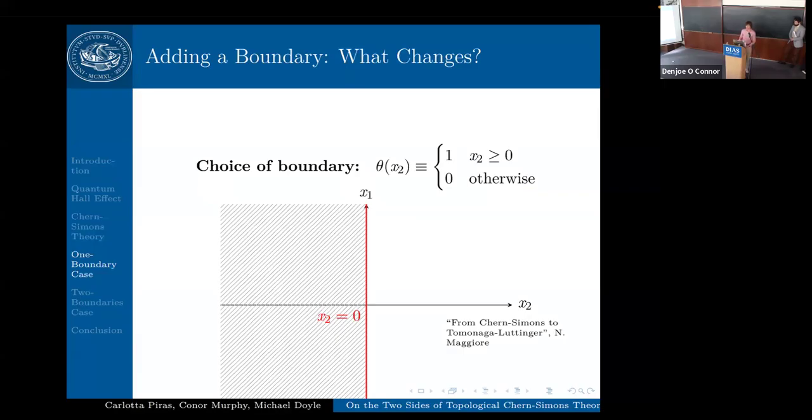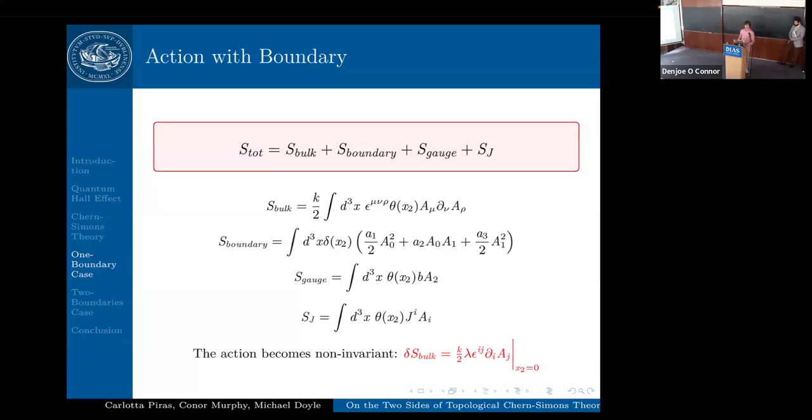We first looked at a paper in which a boundary was introduced into our Chern-Simons theory. This was implemented by adding a Heaviside function into our action, which allowed the theory only to live in spaces where x2 takes positive values. We're going to introduce here the total action that we will consider. First of all is the regular Chern-Simons action that we are used to, except again modified by this Heaviside function, and we'll denote this by the bulk action.